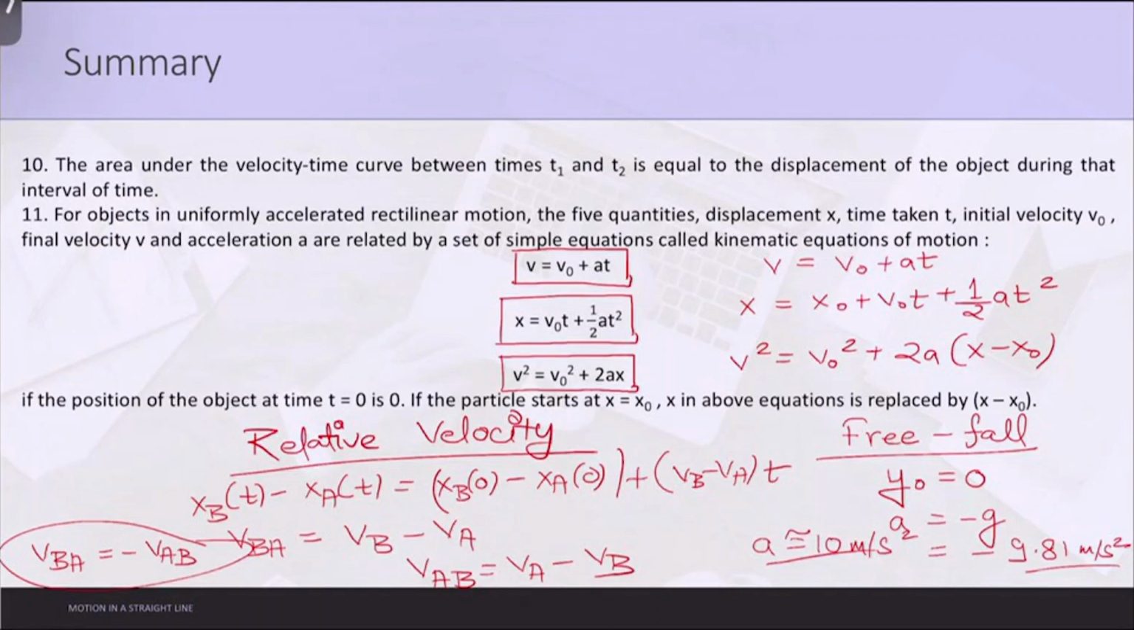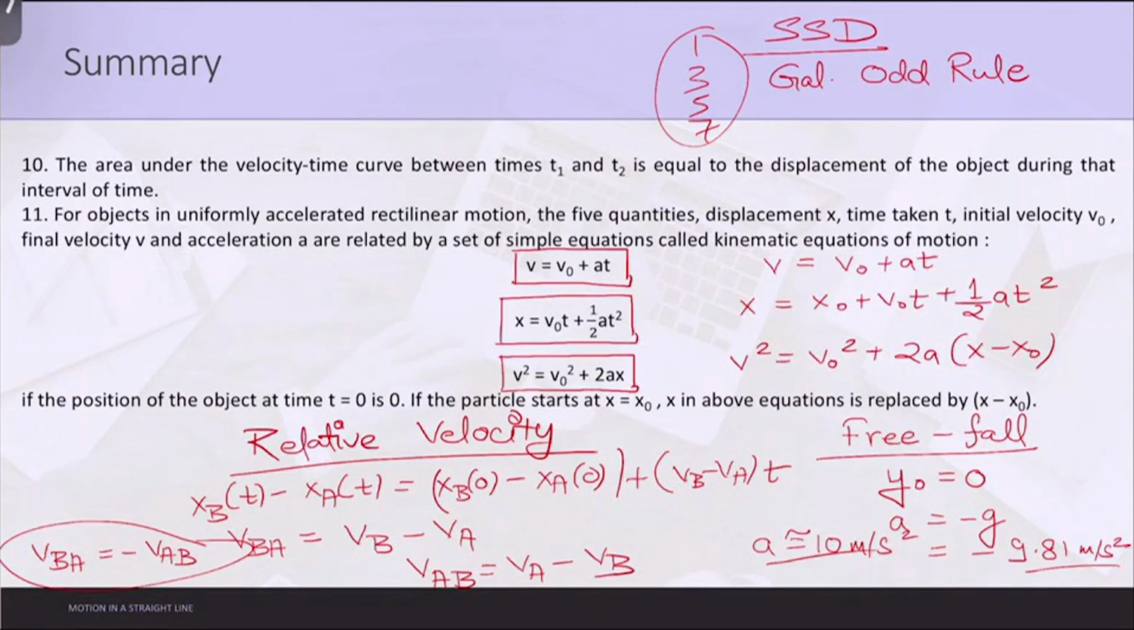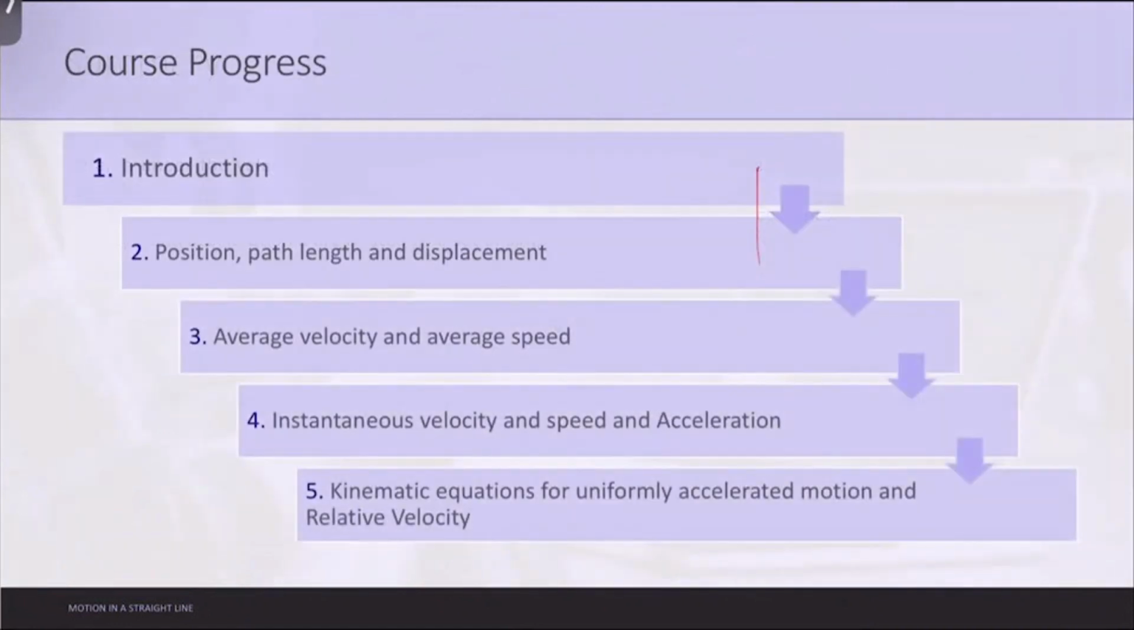We also understood some questions regarding different concepts. So SSD was understood. Then Galileo's odd number rule was considered, in which the amount of displacement is in the ratio of 1, 3, 5, 7, etc. So just try to solve different questions regarding this. And what else? Is anything remaining? Fine. So that is the end.